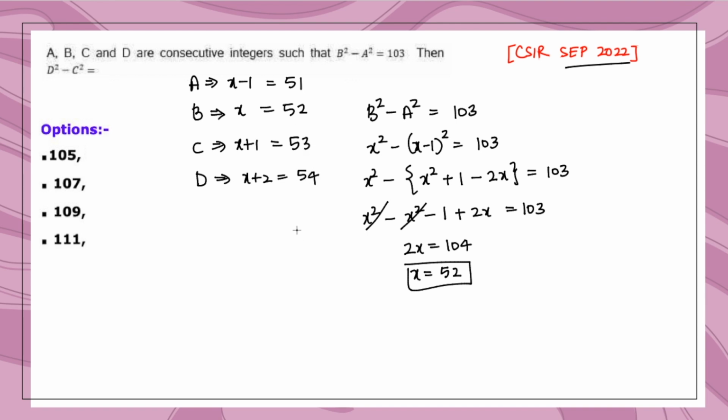So you got all the consecutive integers now. What they are asking is D square minus C square. That means 54 square minus 53 square. If you calculate it, you can do the squaring of both the numbers and subtract them, and you will get 107 as the answer. Option number B is correct.